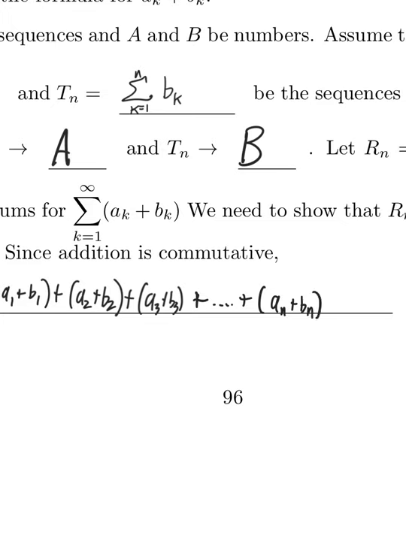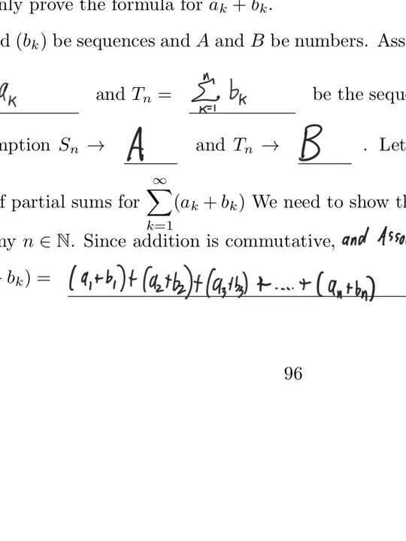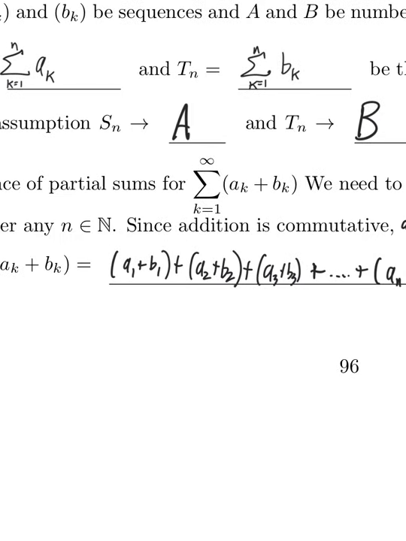Now addition is commutative and associative. Associativity means I can erase all of those parentheses at no cost. Commutativity means that I can permute all of these variables to write them in a different order. So doing that, that is the same as a_1 plus a_2 plus a_3 plus all the way on up until a_n, plus b_1 plus b_2 plus up to b_n.